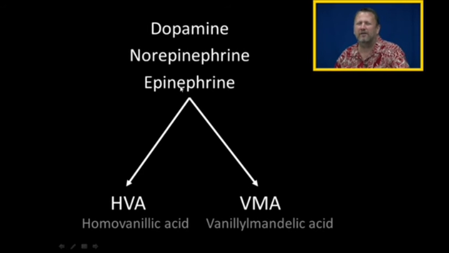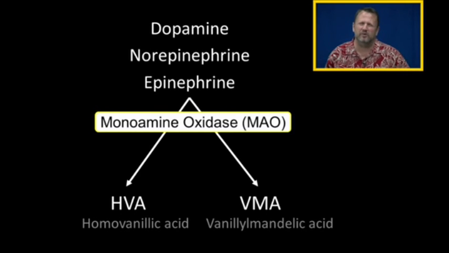If we have a tumor that secretes too much epinephrine, something called a pheochromocytoma, we'll put too much epinephrine in the body. The way we look for that is to look for the breakdown products of epinephrine. So if they have high HVA and high VMA levels, then we assume that there's something in the body making too much catecholamine.